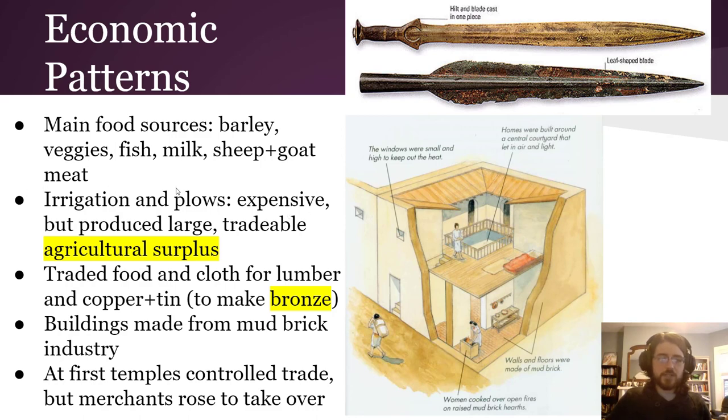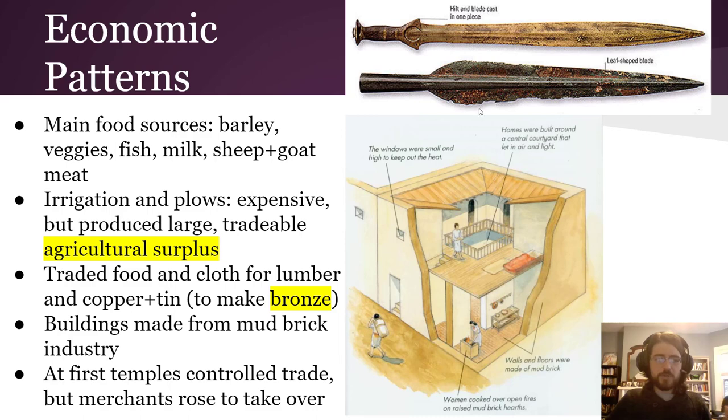But the irrigation they used and the plows and other technologies were comparatively expensive to use and organize, but they produced all this agricultural surplus, and there was no money back then. So food was basically money. And they traded that food and also cloth that they made for lumber and copper and tin, which you need to make bronze, which you can see here is used in weapons and lots of other useful implements.